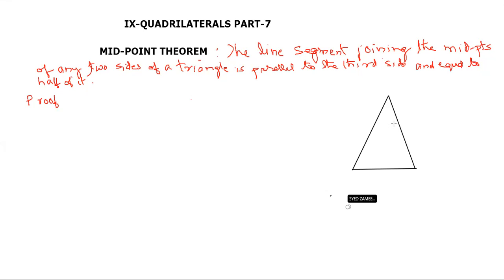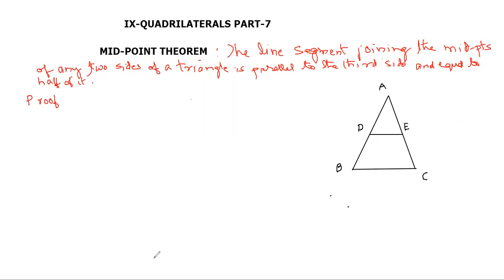And D and E are the midpoints of AB and AC. This is AB and AC. This is the midpoint, and this is the midpoint. So this is A, B, and C. The midpoint of AB is D, and the midpoint of AC is E. This is the line joining the midpoints, and produce DE to F.